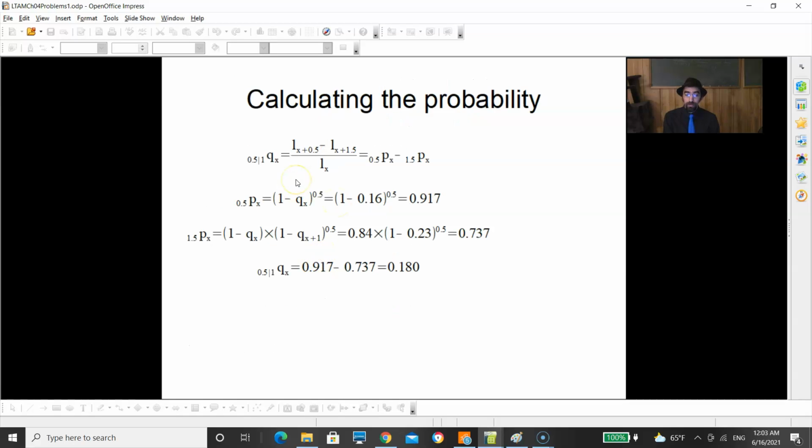So to calculate the probability, you need the probability of surviving half a year minus the probability of surviving a year and a half. Because of constant force of mortality, that means for those half years you do square roots. Crunch the numbers just like you did in survival models. You get that for surviving half a year, it's 91.7% chance. A year and a half, it's a 73.7% chance. Take the difference, 18%.